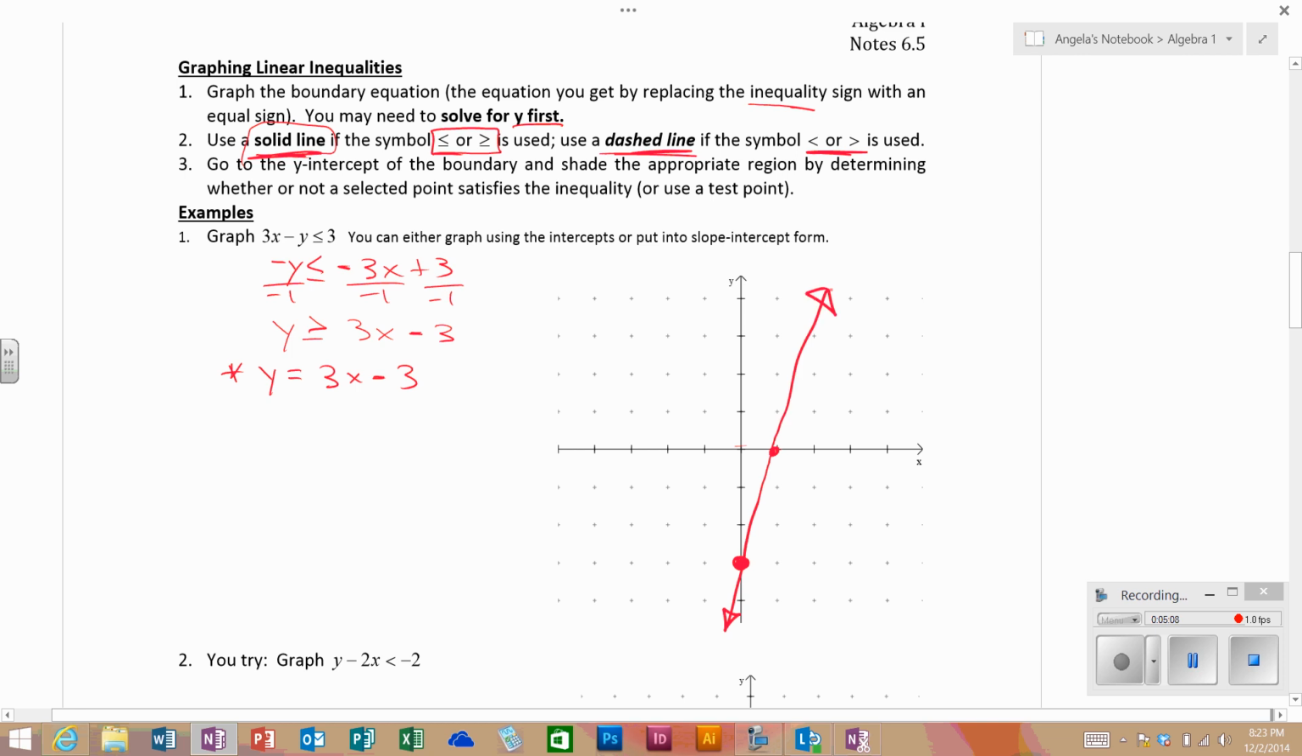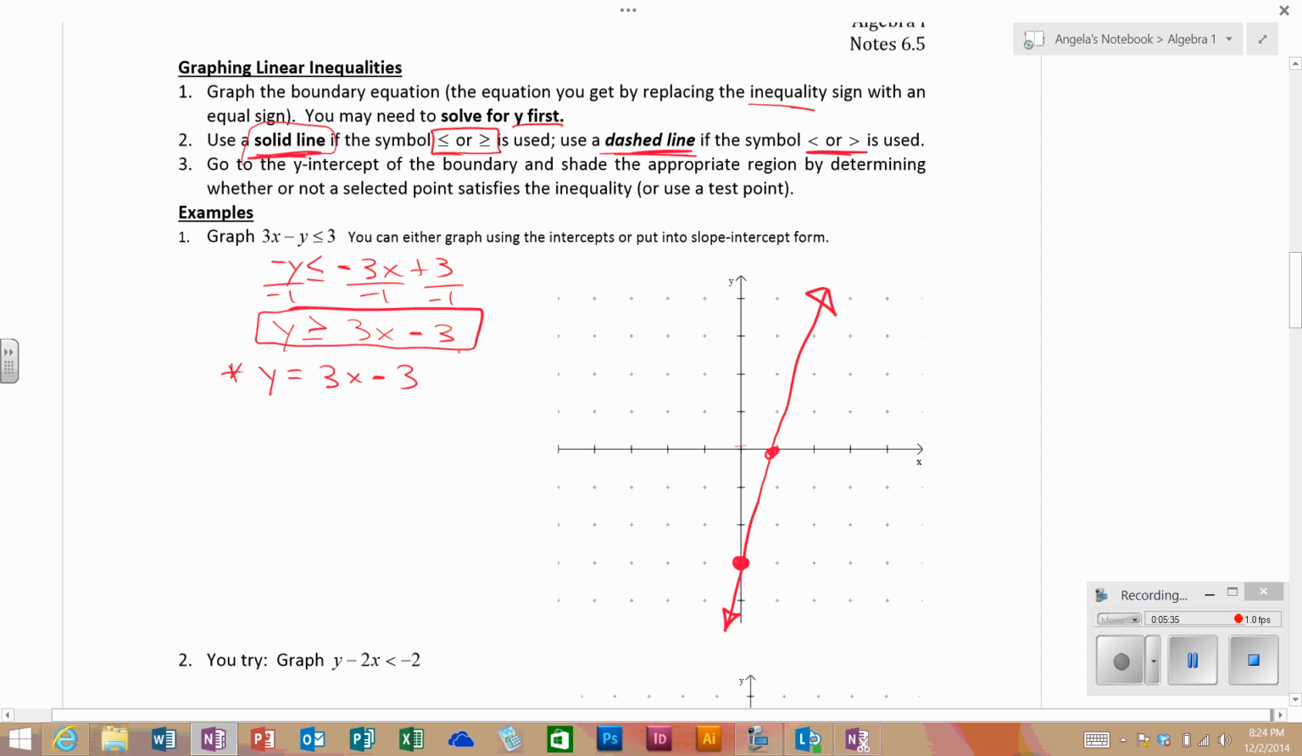I should have like a ruler or something to make this better. Okay, last step. You need to shade one of the sides of the line because with inequalities, it's saying that y is greater than the line 3x minus 3. So it's all the values greater than 3x minus 3. Sometimes it's hard to figure out what side that is, so I like to pick a test point.